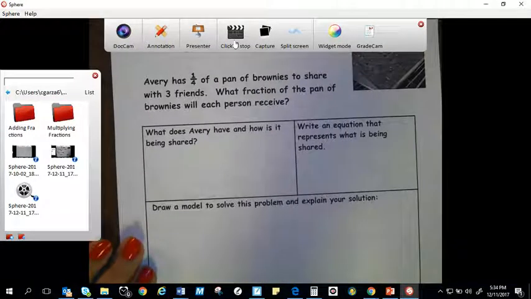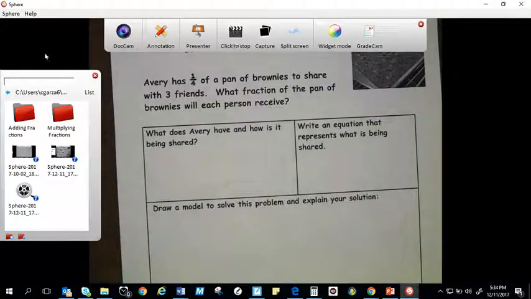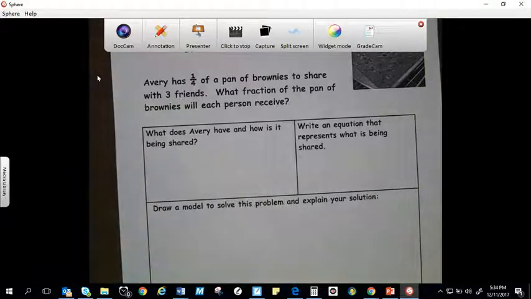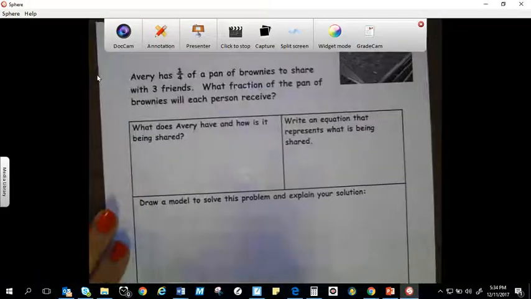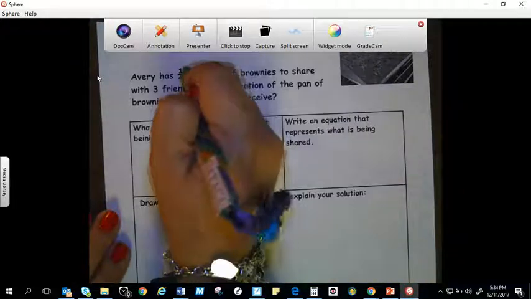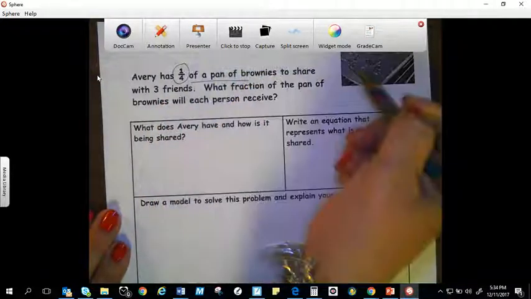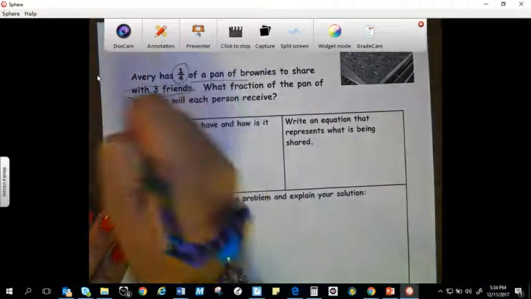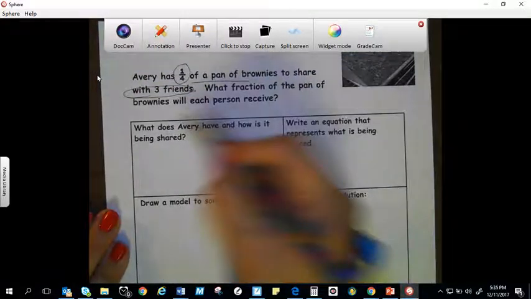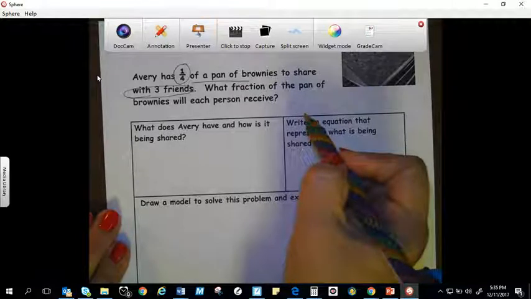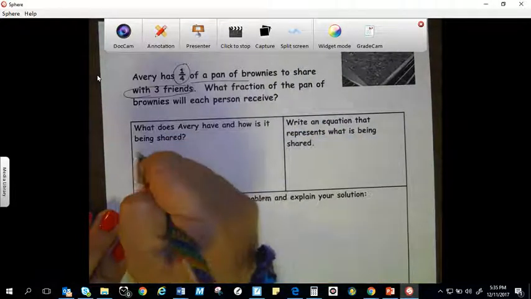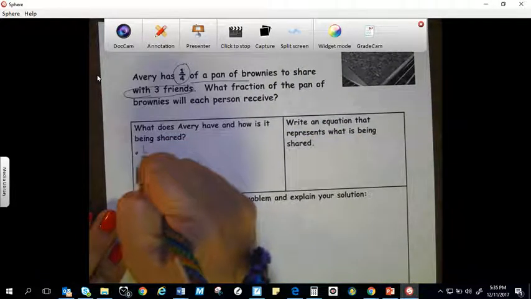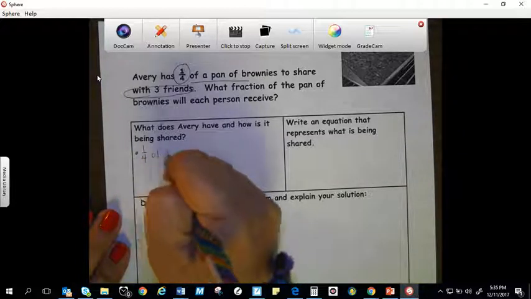Again, Avery has 1/4 of a pan of brownies to share with 3 friends. What fraction of the pan of brownies will each person receive? All right, so what does Avery have? Avery has 1/4 of a pan of brownies.